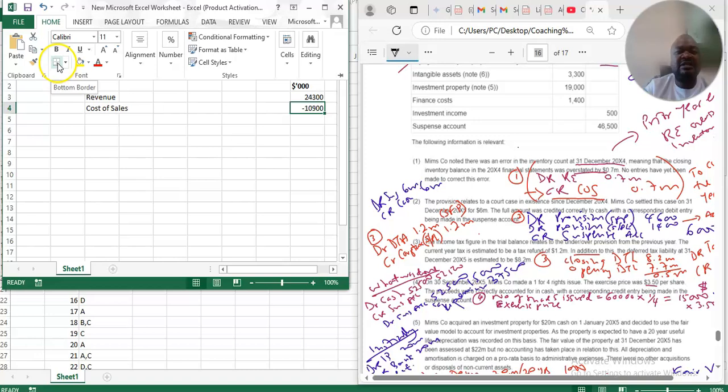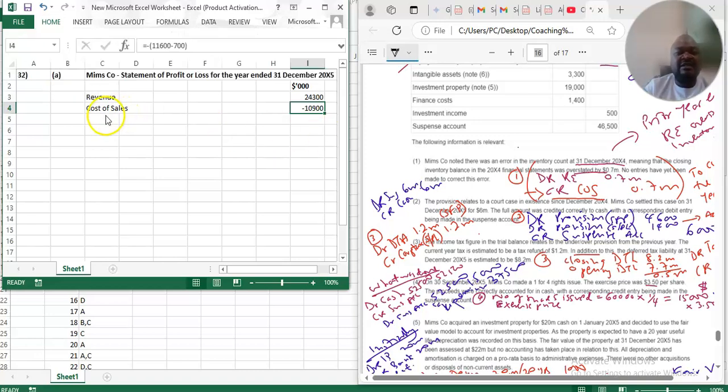Okay, and we can then do the formatting. We underline, and we get our gross profit. Gross profit is the summation, so equal sign sum. It's the summation of this, and we get our 13,400. Okay, the next thing that follows is the admin expenses and so forth.